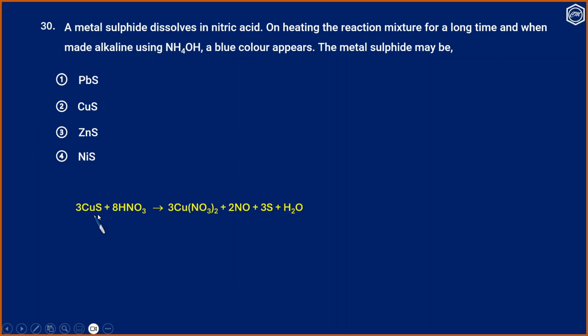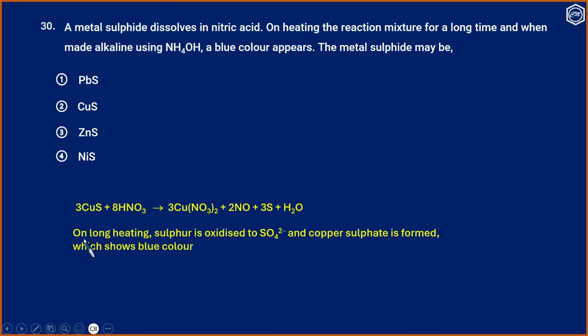We know copper sulfide, when it is heated with nitric acid, it dissolves. On long heating, the sulfur is oxidized to sulfate and copper sulfate is formed, which shows the blue color. So the answer is copper sulfide.